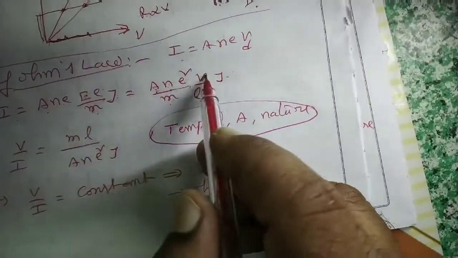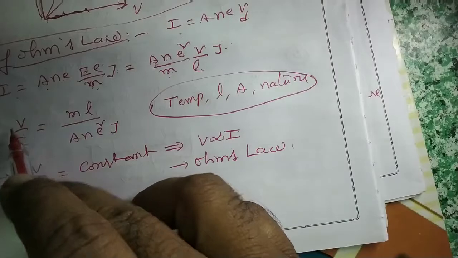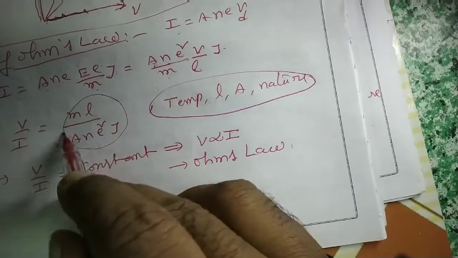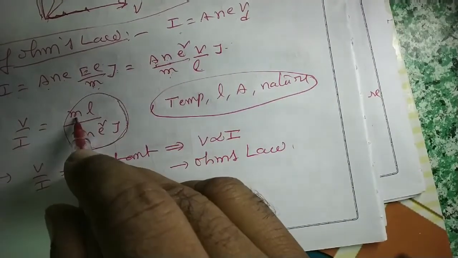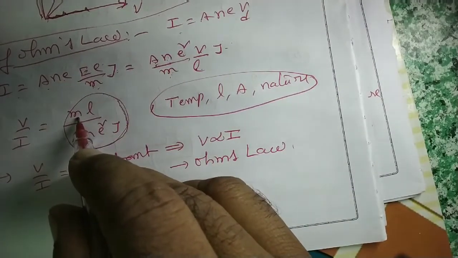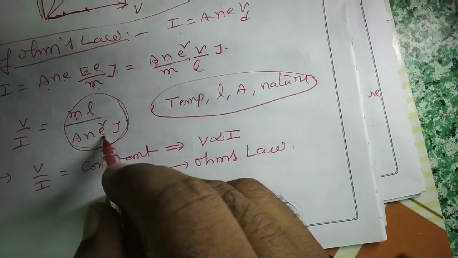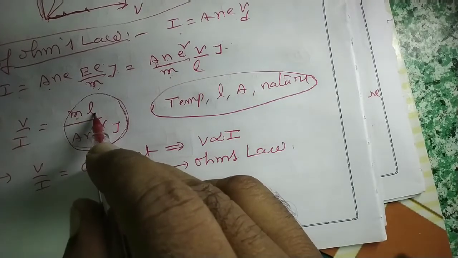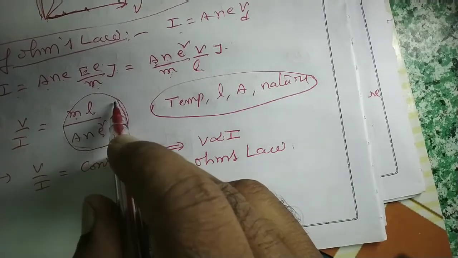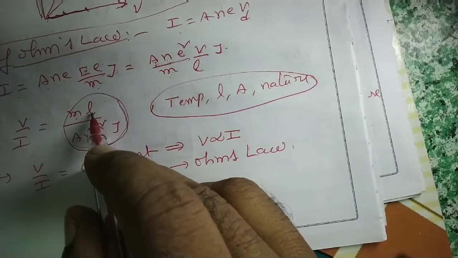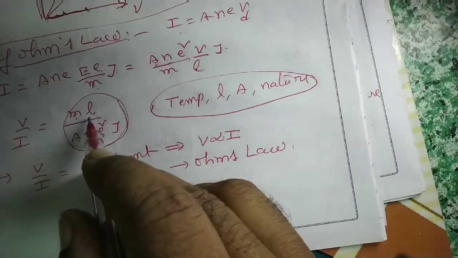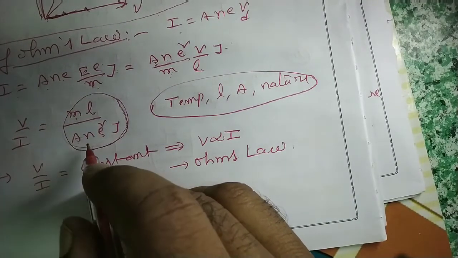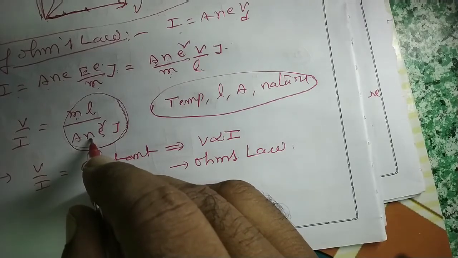Means I is proportional to V. So if you write V by I, we'll get this much. So this all is constant. m, mass of electron, any electron will have the same mass. Any electron will have the same charge, small e. Length of the conductor is the same because we are maintaining the same conductor. When you are observing the same conductor, its length will remain same, cross section area will remain same, and nature, n, number of electrons per unit volume, which depends on nature, also will remain same.